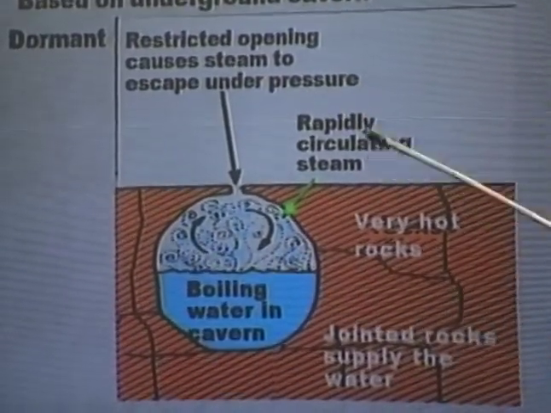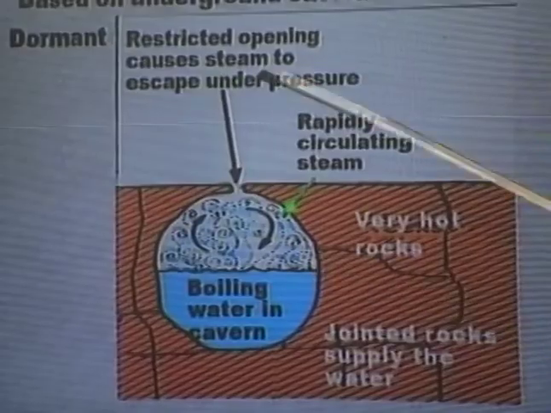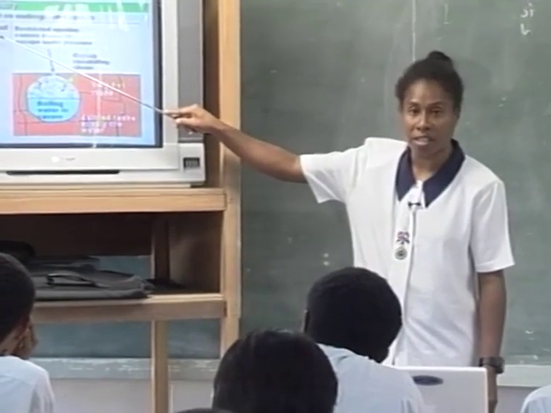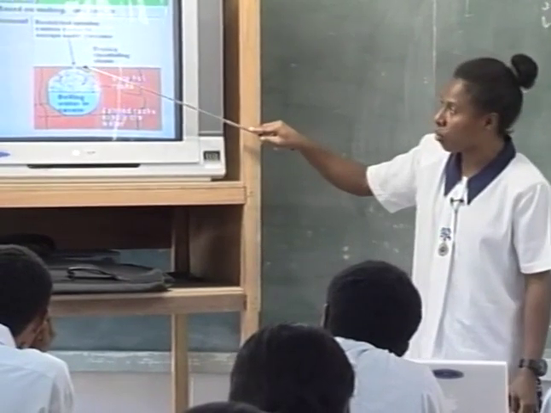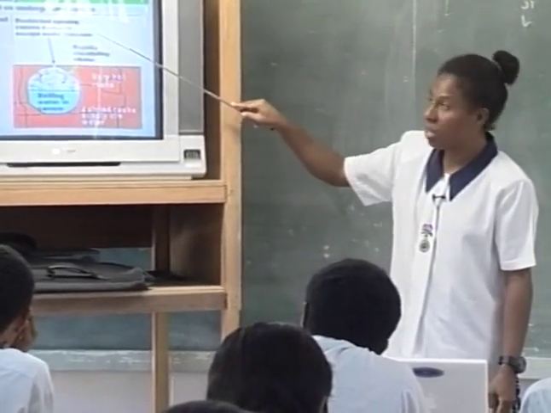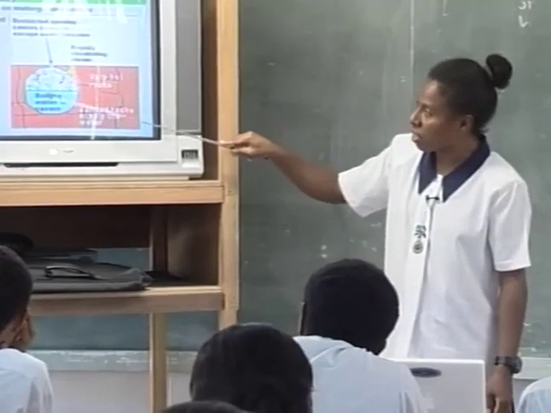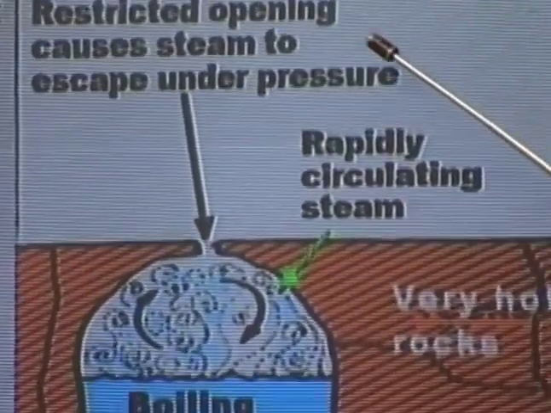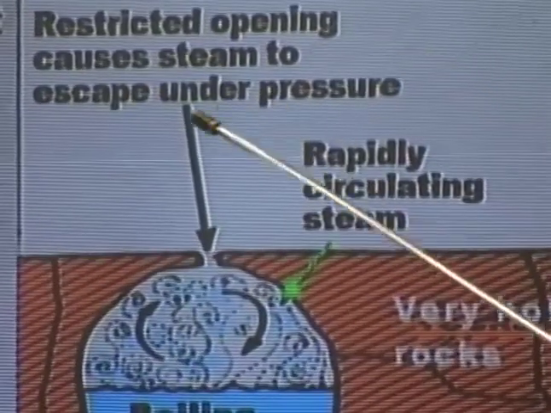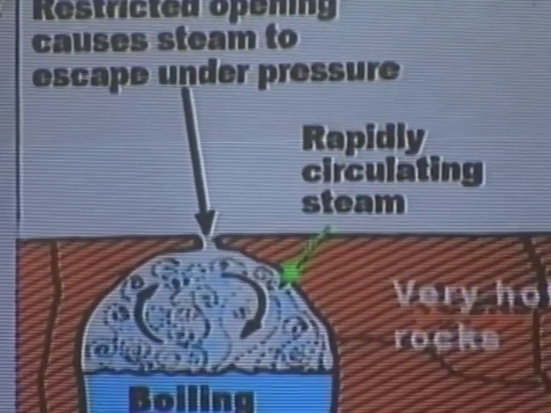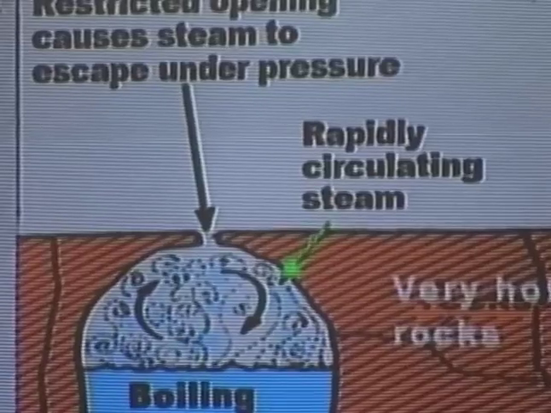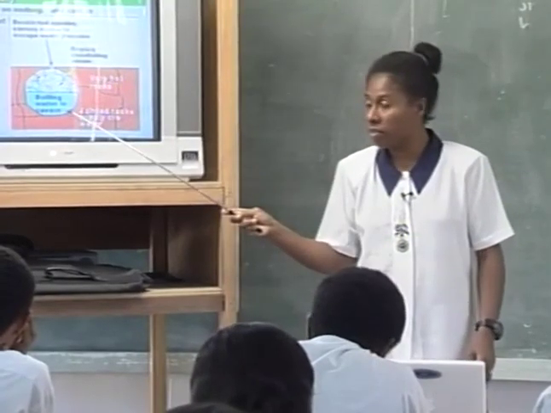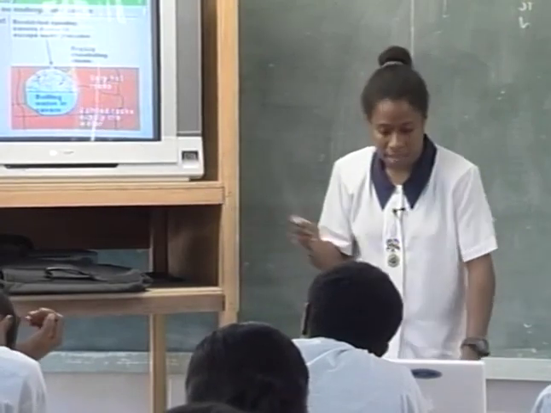What we are looking at here at this point in time is that the water in this cavern is actually at the dormancy phase. The geyser or the water has not been released yet. You also note that this particular feature, the cavern, has a restricted opening which will cause the steam to actually escape under pressure. But this is the dormant phase of that particular feature, the geyser.